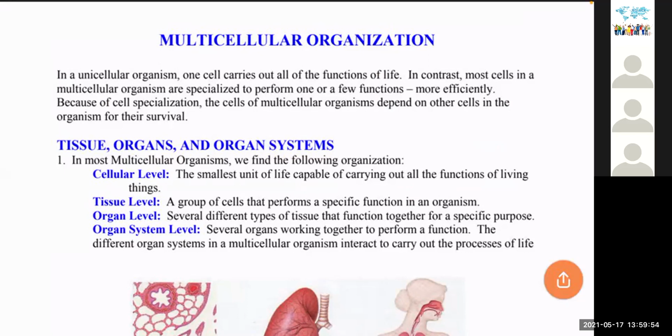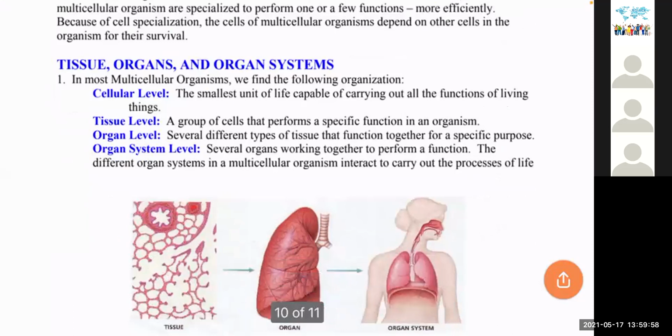So here we have tissues, organs, and organ systems. After looking at this, you'll be able to differentiate which one is a tissue, which one is an organ, and which one is an organ system. In most multicellular organisms, we find the following organization: cellular level, the smallest unit of life capable of carrying out all the functions of living things. This is the one we were discussing. We're talking about the cells. That's the cellular level. Then tissue level, a group of cells.